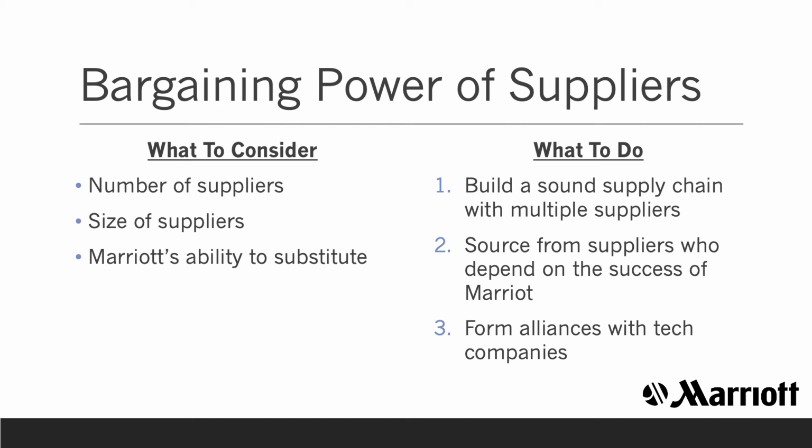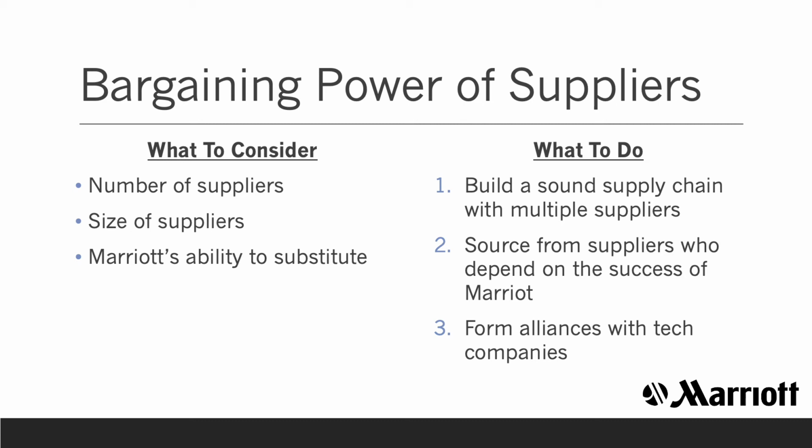Since Marriott relies heavily on tech companies to supply the technology they need for surveillance cameras, checking guests in and out, and software to train employees and book hotel rooms, the suppliers have significant power. With that being said, the bargaining power of suppliers is seen as moderate.